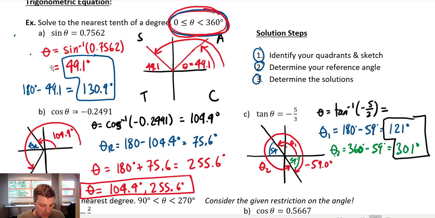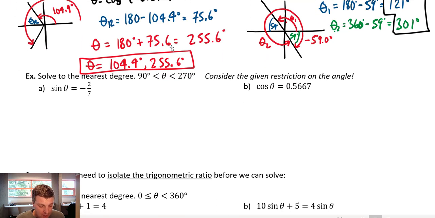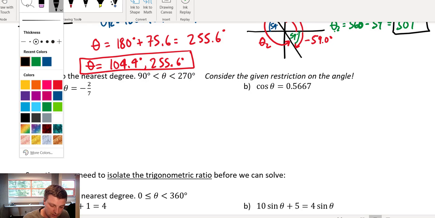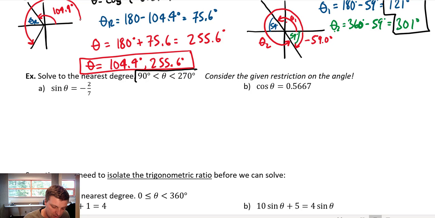Okay, so we've got a couple other examples right here, and we're just going to do the first one, and then I'll leave the other one for you to do on your own. But basically, we always have to consider any restrictions that we've been given, okay? In this example, we've been given a slightly different restriction. The first one said you just take anything around the unit circle, and this one we're going to restrict. So we're only going to accept answers that are between 90 and 270 degrees, okay?